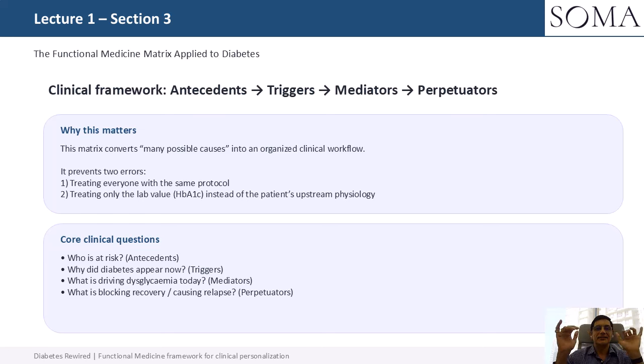Antecedents, the terrain. Antecedents are the terrain, the background factors that create vulnerability. They don't cause disease by themselves, but they determine how much stress the system can tolerate before it breaks. In other words, antecedents explain who is at risk.